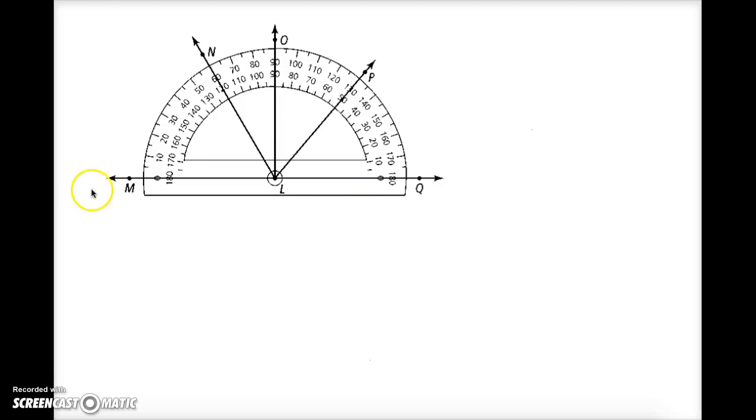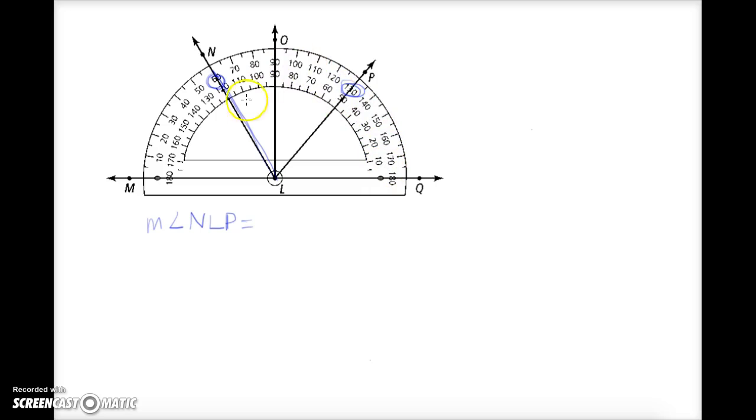So let's look at measuring another angle using the protractor postulate. Let's find the measure of angle NLP. So the measure of angle NLP is going to be the absolute value of the difference between the coordinates of each of the rays. So if we look at LN here, we can pair that up with 60, and we can pair LP up with 130.